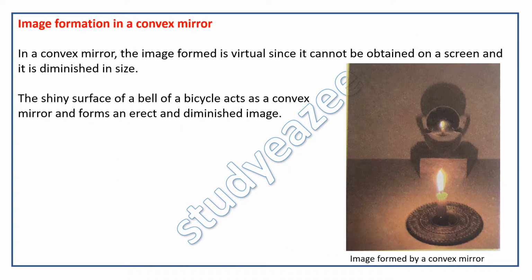Now we will see the image formation in a convex mirror. In a convex mirror, the image formed is virtual since it cannot be obtained on a screen like the plane mirror, and it is diminished in size. You can see the image of the candle is diminished. It is smaller in size. The shiny surface of a bell of a bicycle acts as a convex mirror and forms an erect and diminished image.